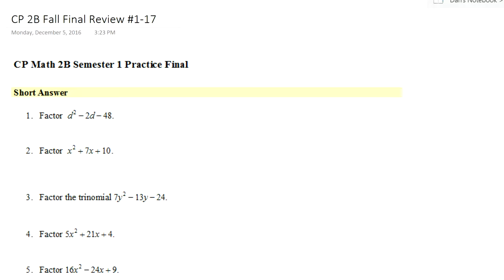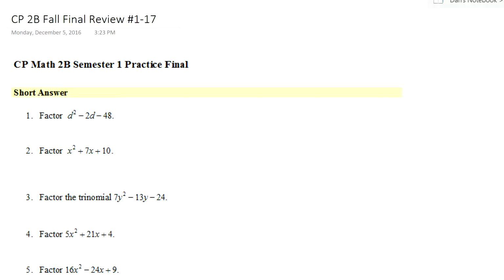We are looking at our CP2B fall final review, just numbers 1 through 17 from your practice final. So let's get right into it. A few things here. I'm not going to go over exactly, I'm going to basically look at it as how I would do these problems. There are some shortcuts I want to use because on the final you're going to be pressed for time a little bit, being that you have 2 hours. 50 problems in 2 hours shouldn't be too bad, but I'm not going to go over 5 different methods for each problem. So let's start at number 1.